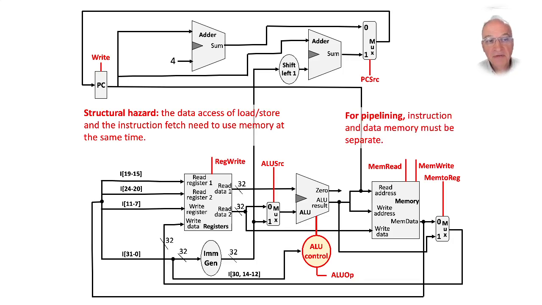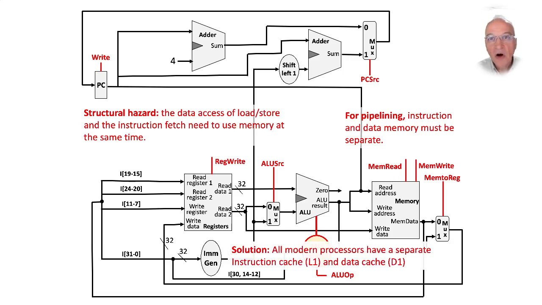If I have a pipeline design, I must have instruction and data memory be separate. But as I said, we only have a single memory in the machine. So what happens is that all modern processors will have a separate instruction cache and data cache. I know we haven't studied caches yet. We're going to study caches in the next couple of weeks. But the important concept here is that there is this cache memory at a higher level of the memory, and the cache memory is separate. And that's how I resolve this structural hazard.